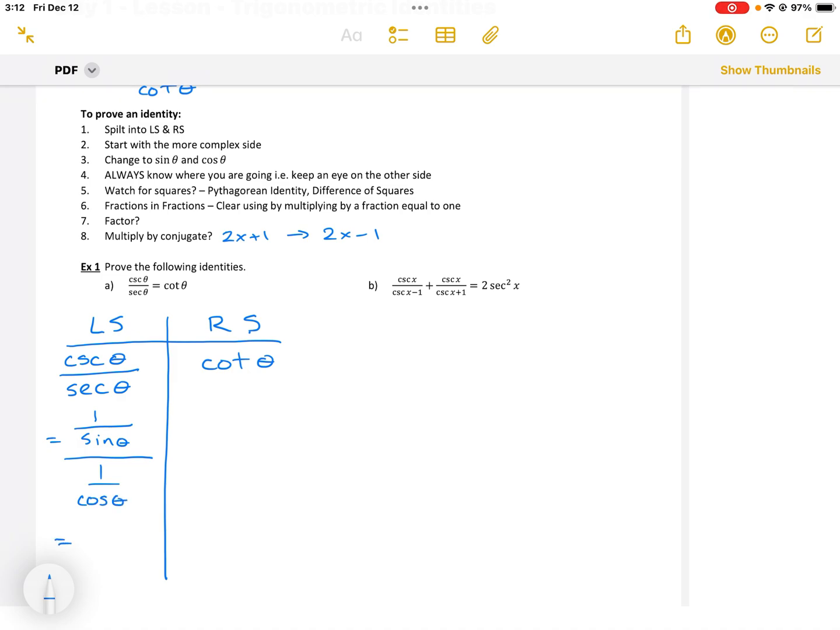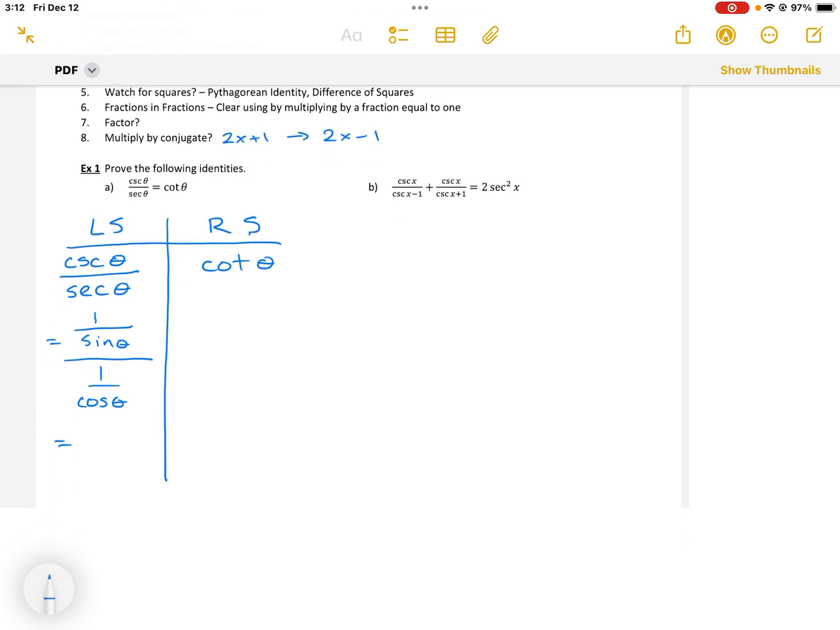When I simplify that, I'm dividing by 1 over cos theta, which is the same as multiplying. So that means that when I simplify this, I'm going to get cos theta over sine theta, which is one of my reciprocal identities, which is cotan of theta. So then I can say that it has been proven. I can use QED, or I can use this little box. You only need one of those three to justify that your identity is true.